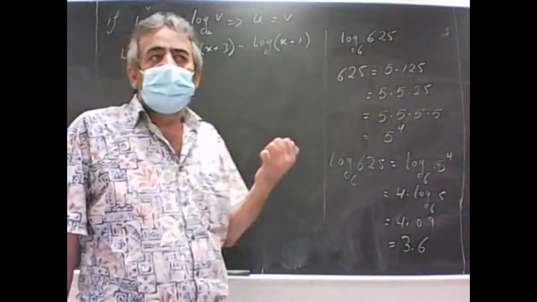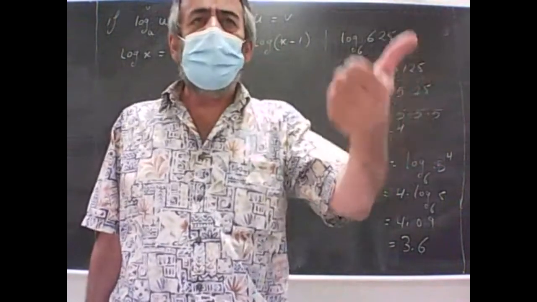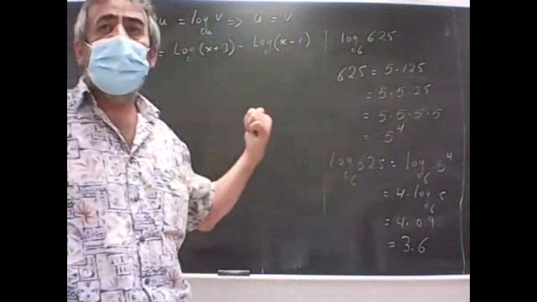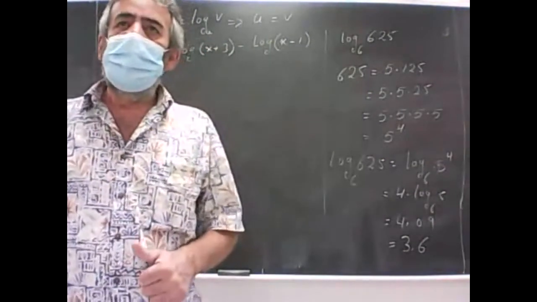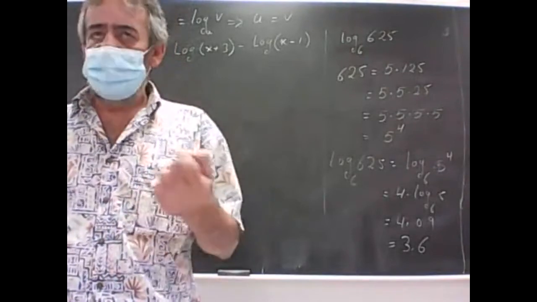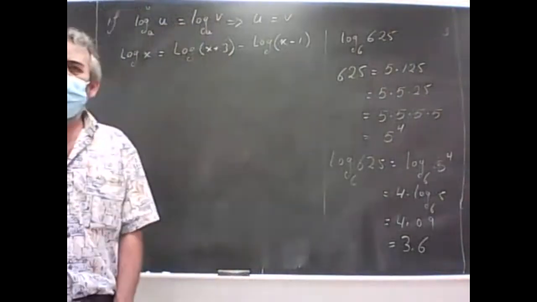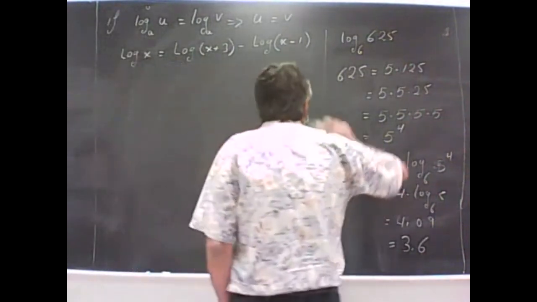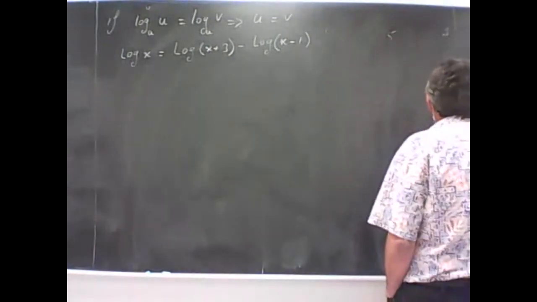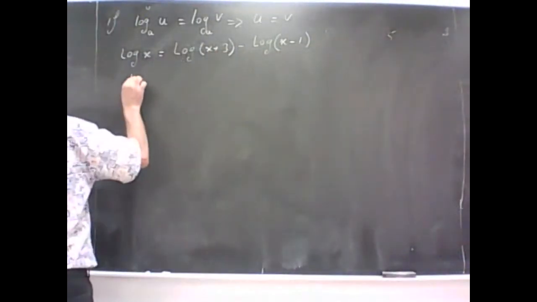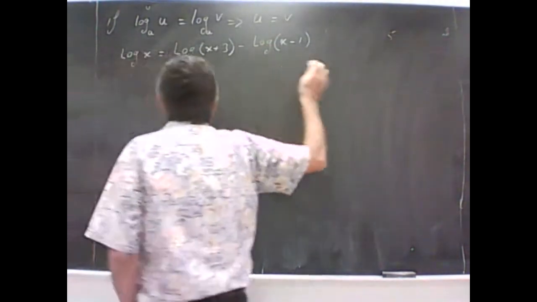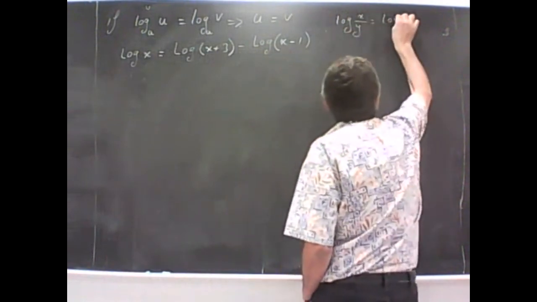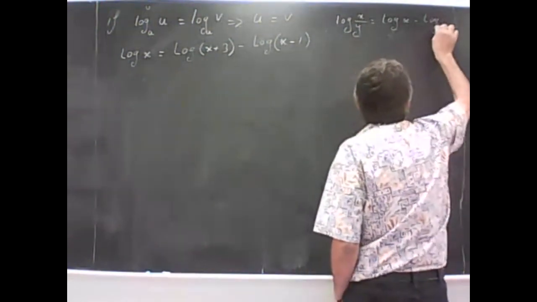How do I convert those logs into one? The only way we learned is we can use the product property or the division property. If there is a plus between them, we use the product rule. If there is a negative between them, we use the division rule. What do I have between them? Negative. So that means we're going to use the division rule. What does the division rule say? Let me write it over here so it doesn't look like part of the problem. Let's say log of x over y equals log of x minus log of y.